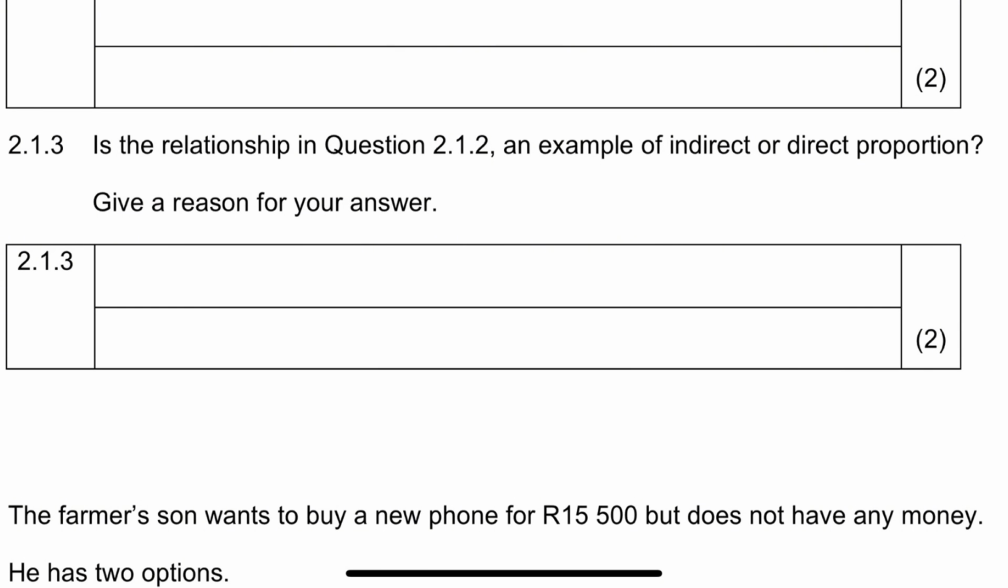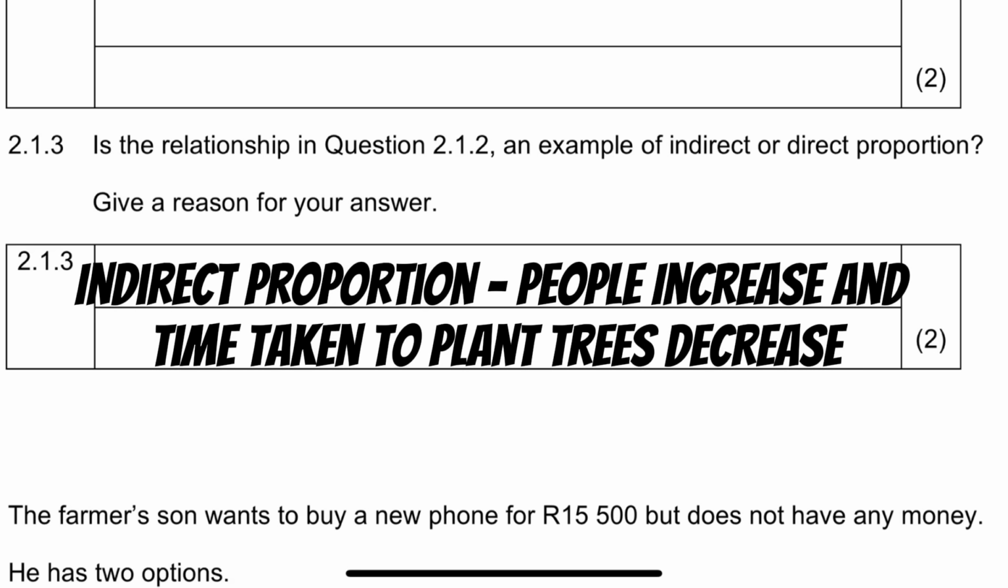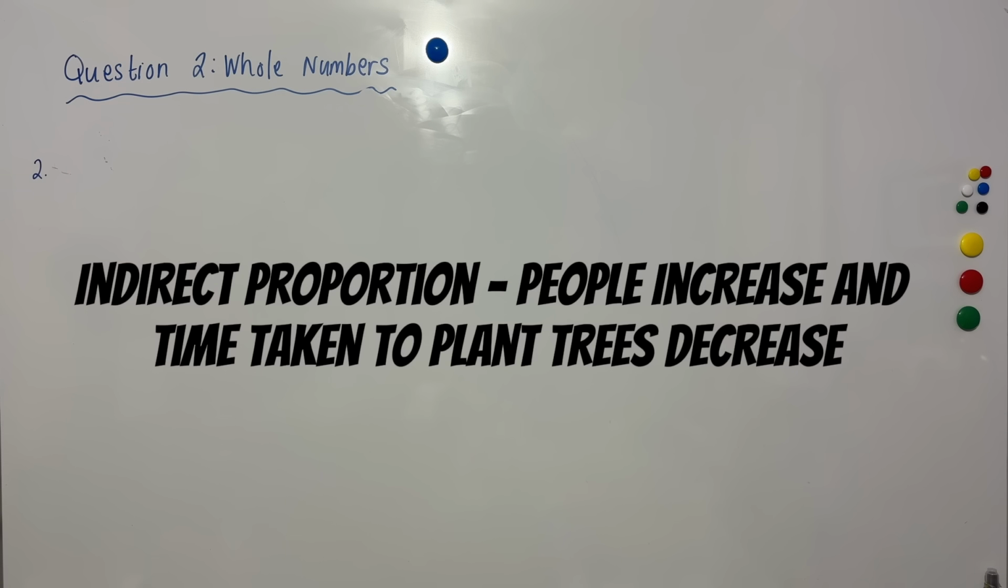In question 2.1.2, is this an example of indirect or direct proportion? Okay, I'm just going to give you this one. Indirect proportion means as one quantity is increasing, another quantity is decreasing. Direct proportion means both quantities or scenarios are either both increasing or both decreasing. In this case, more people, less hours. So people increase, hours decrease. So that means that this is indirect proportion, because as the number of people increases, the time to complete the work decreases.